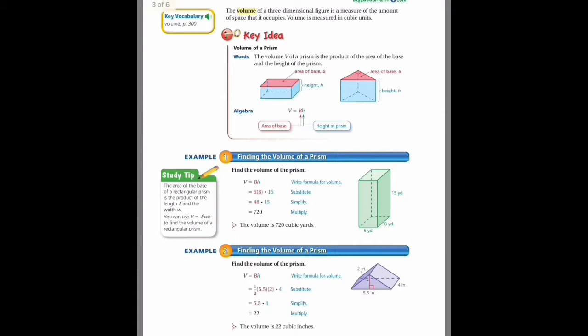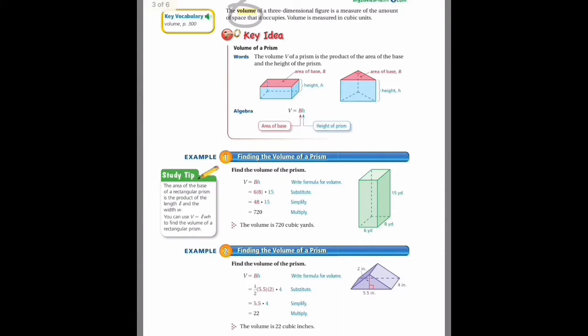We're going to talk a little bit today about some volume. What we're talking about today is how to find the volume of a prism. Remember, we talked earlier in the year about prisms versus pyramids. And what we know about prisms is that their sides are rectangular, but their base doesn't always have to be rectangular. You should have some previous background knowledge on volume.